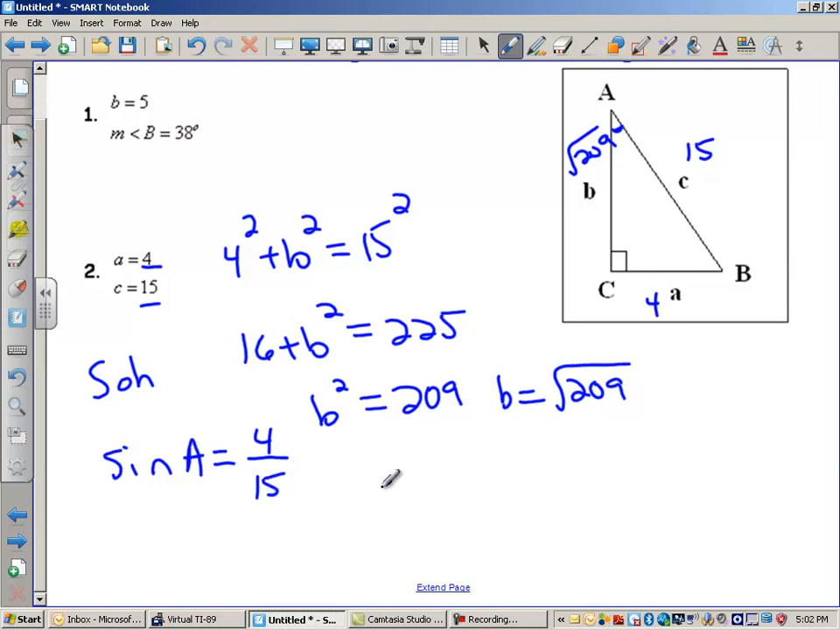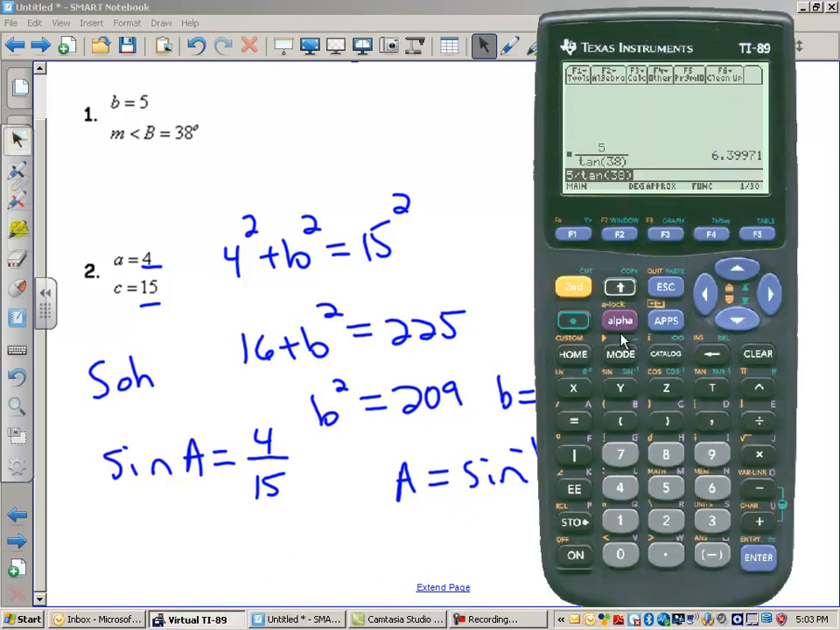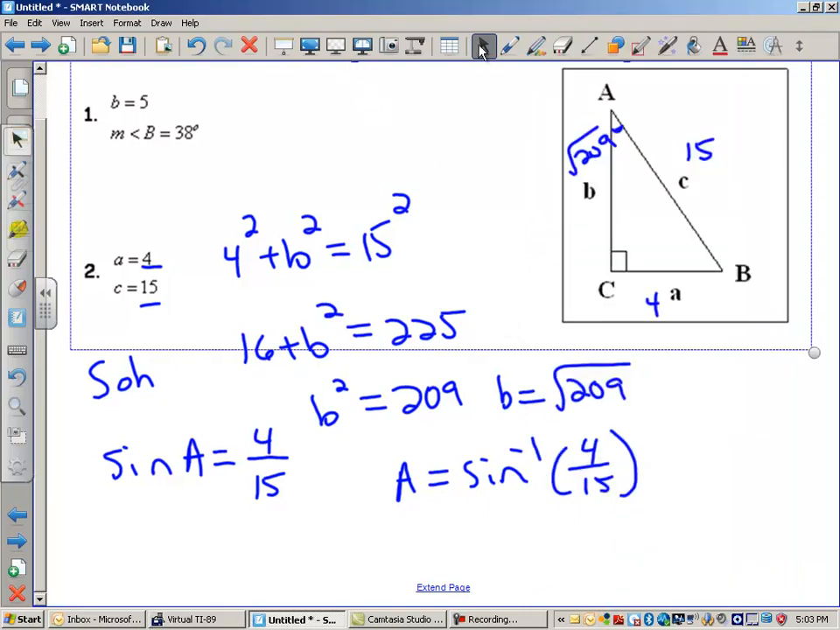Now, we learned yesterday in class that to find a missing angle from a known sine, we are going to find that angle A is the arc sine of 4/15. That's how we're going to find a missing angle. Arc sine will give us that missing angle. So we're going to go to my calculator, and I'm going to do the arc sine of 4/15, and that will give me the angle measure. And that looks like it's 15.466. So we're going to call that 15.5 degrees.